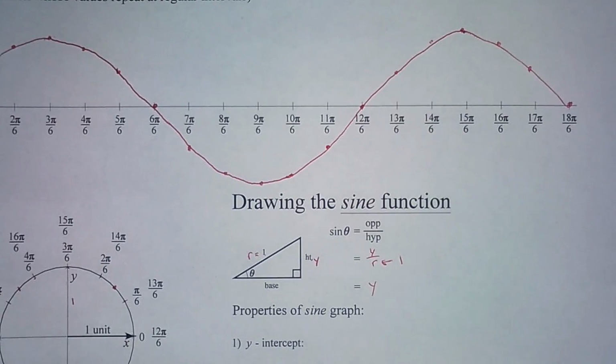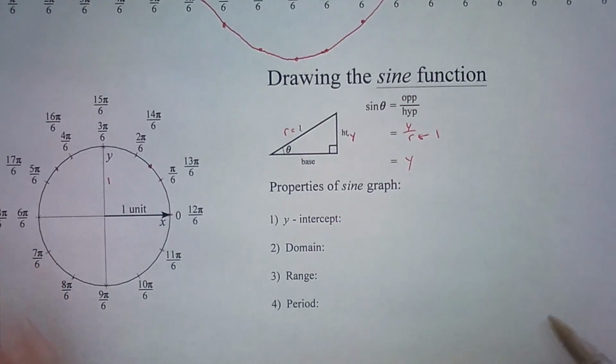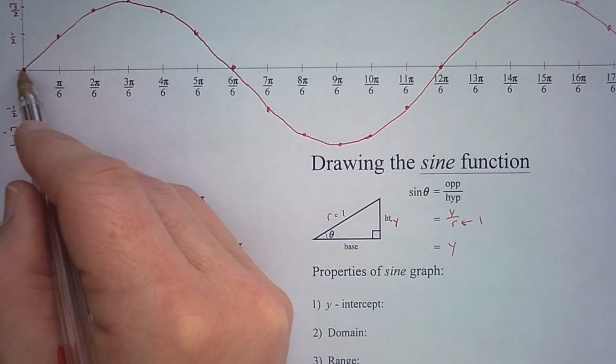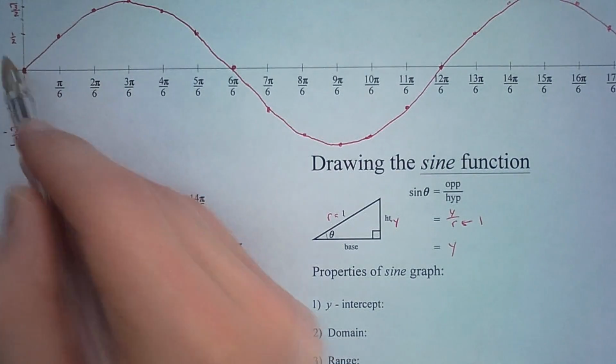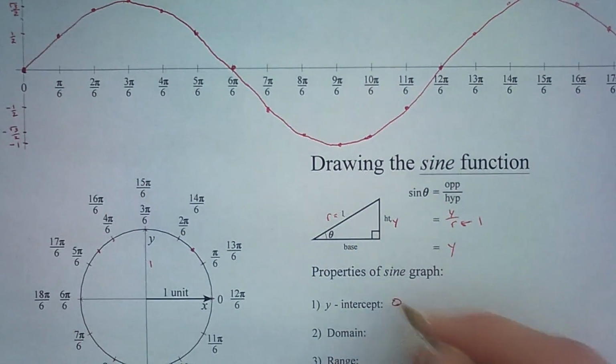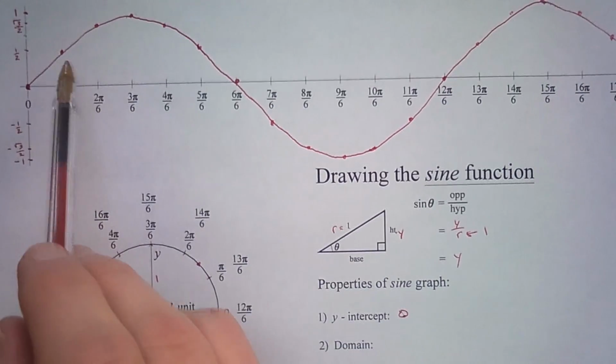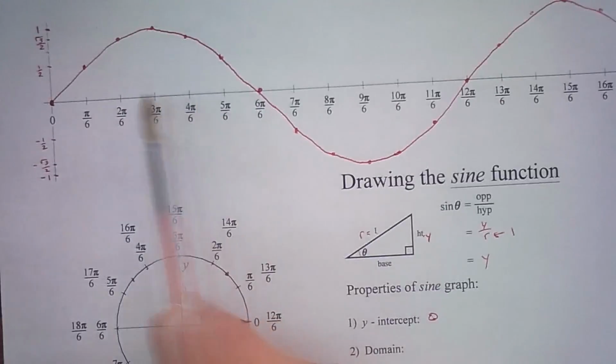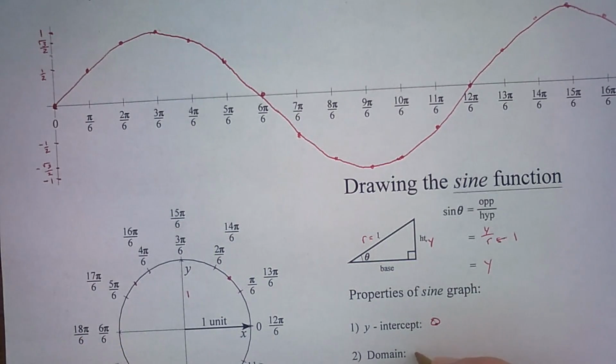So that is how you construct a basic sine wave. Let's answer a few little questions about this sine wave. First, what is the y-intercept? The y-intercept right here is 0. What about the domain? Left to right, this is going to keep going forever to the right. It's also going to keep going forever to the left, so the domain is all real numbers.